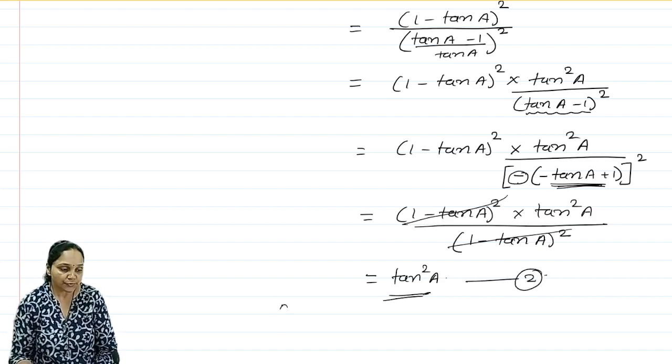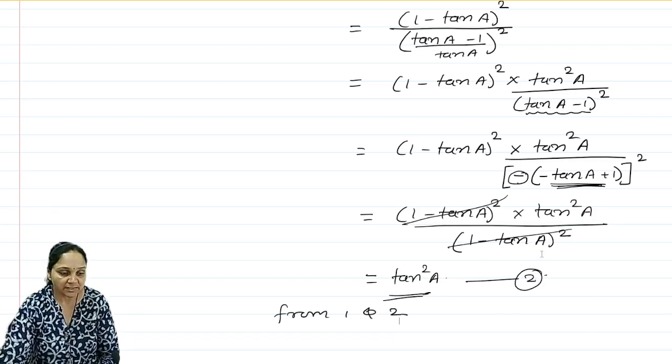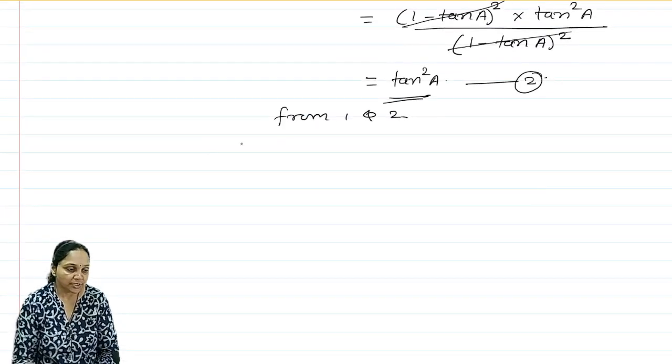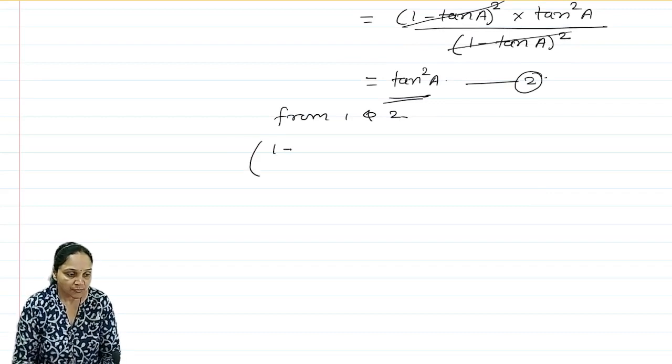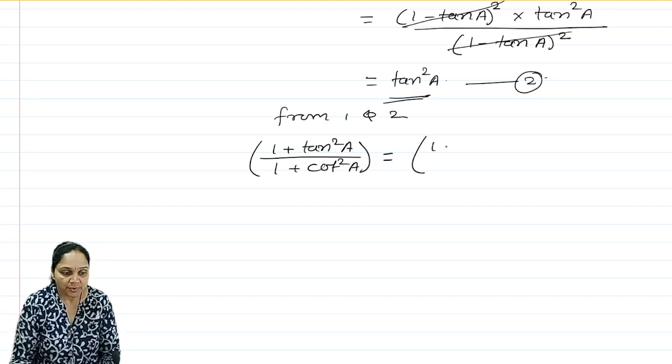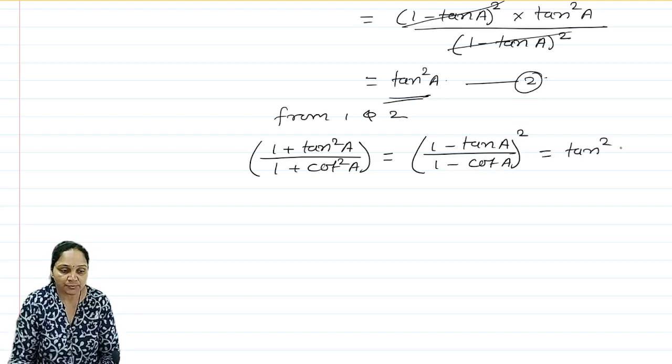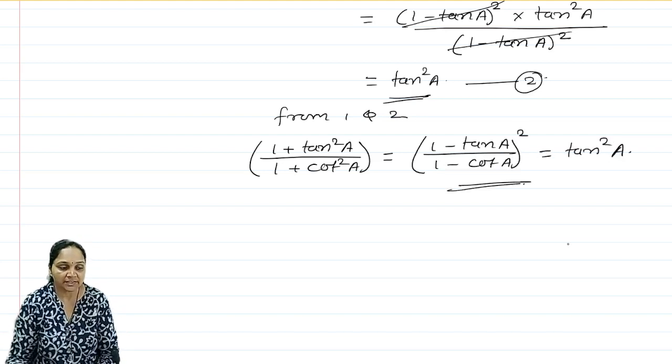Okay, so from 1 and 2, we can say that the identity is proved. That is, (1 + tan² A)/(1 + cot² A) is equal to ((1 − tan A)/(1 − cot A))², which is equal to tan² A, and hence the identity is proved.